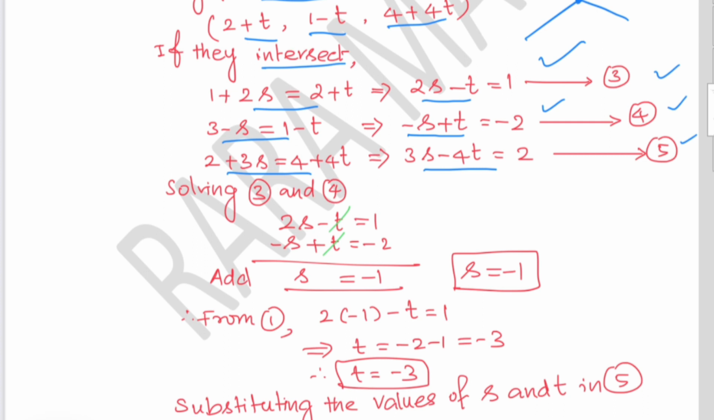Let us solve equations 3 and 4 to find the values of s and t. By solving 3 and 4, you get s equal to minus 1, and substituting back the value of s, you get t equal to minus 3. To check the consistency of these three equations, first solve any two equations to find the variables and substitute in the third equation. If it is satisfied, the equations are consistent. If not, then we can say the three equations are inconsistent.